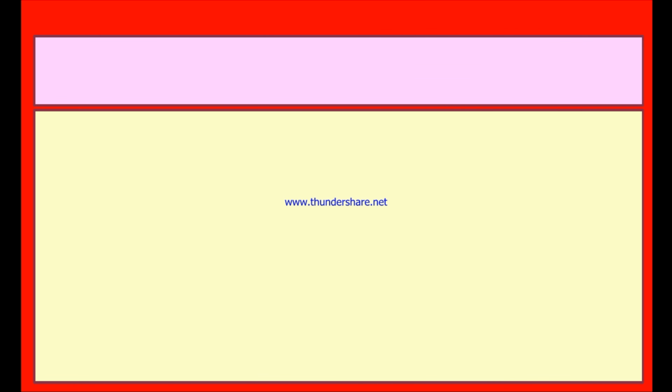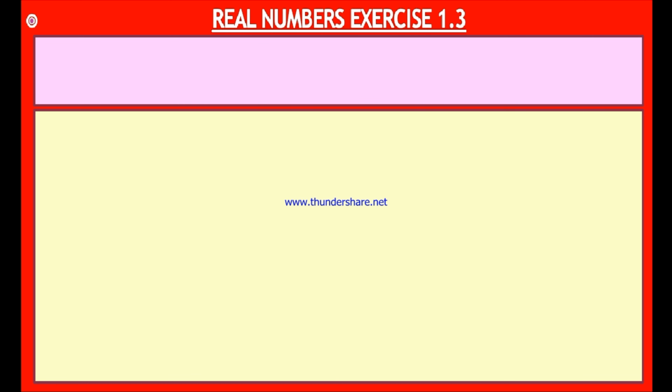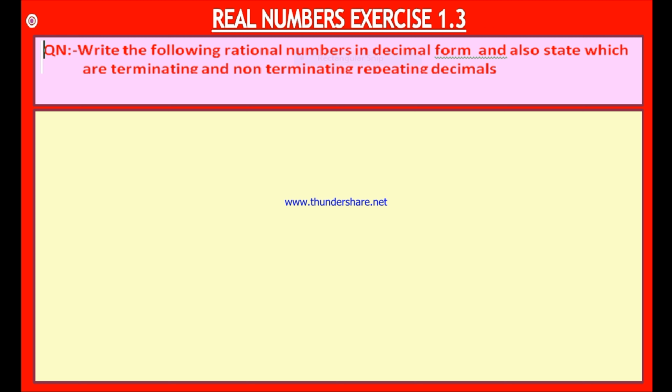Here is exercise 1.3. Question number 1. Write the following rational numbers in decimal form and also state which are terminating and which are non-terminating repeating decimals. The first is 3 by 8, the second is 229 by 400, the third is 4 1 by 5, the fourth is 2 divided by 11, and the fifth is 8 by 125.